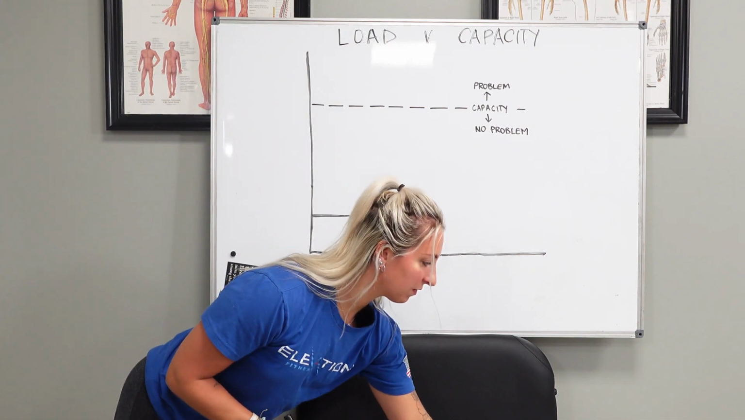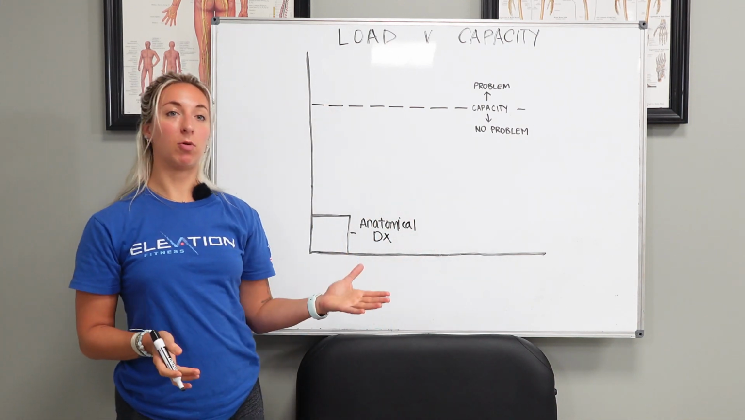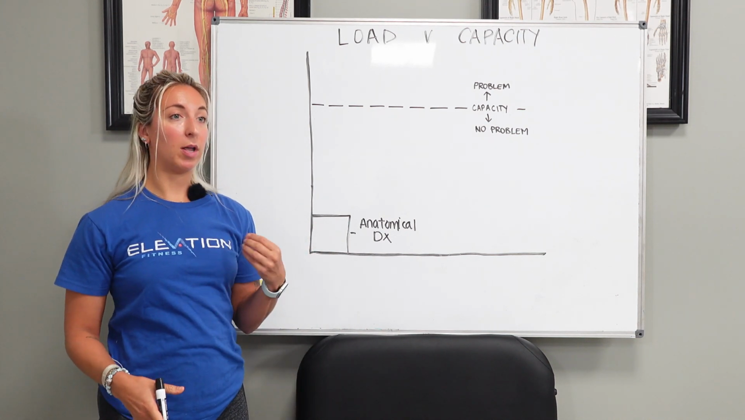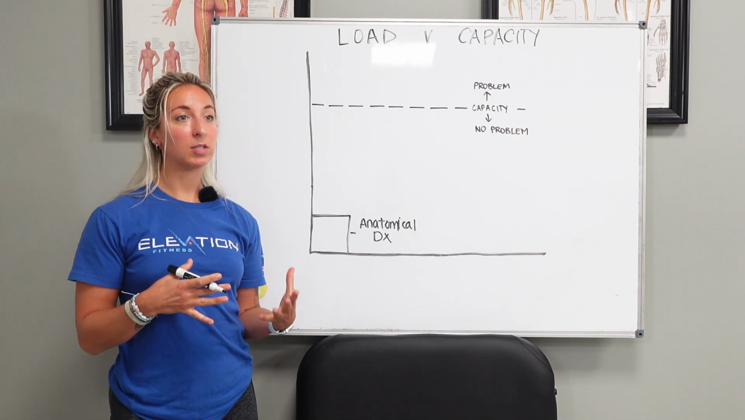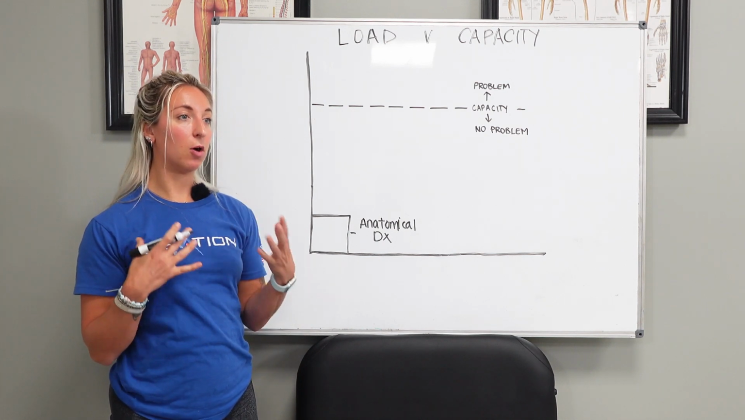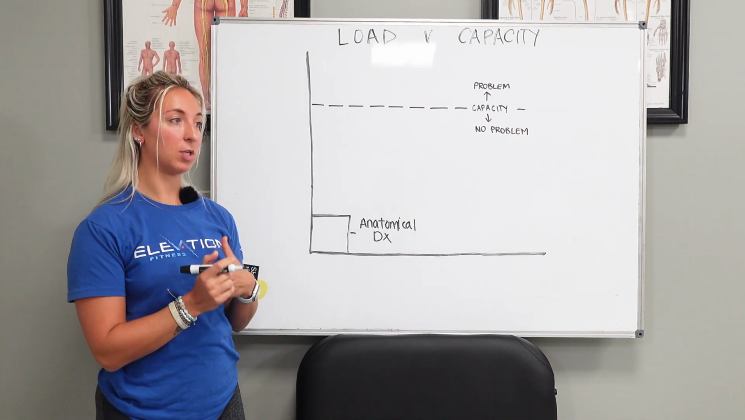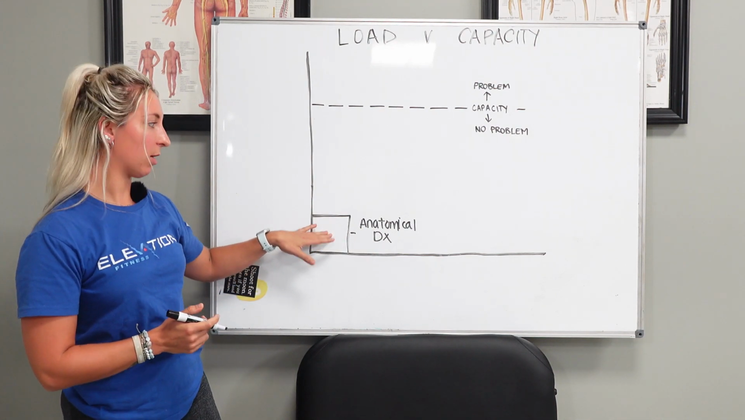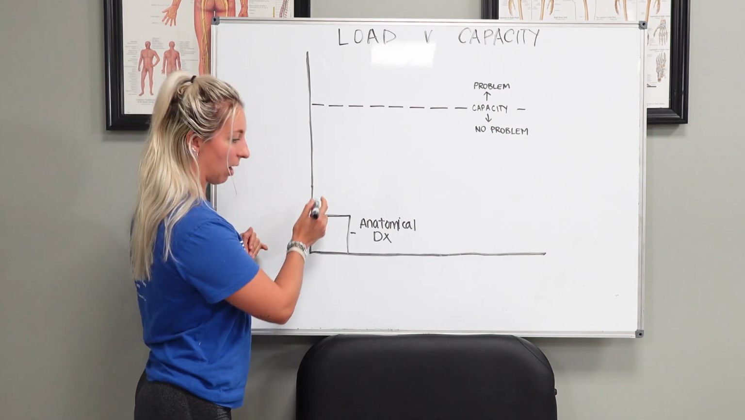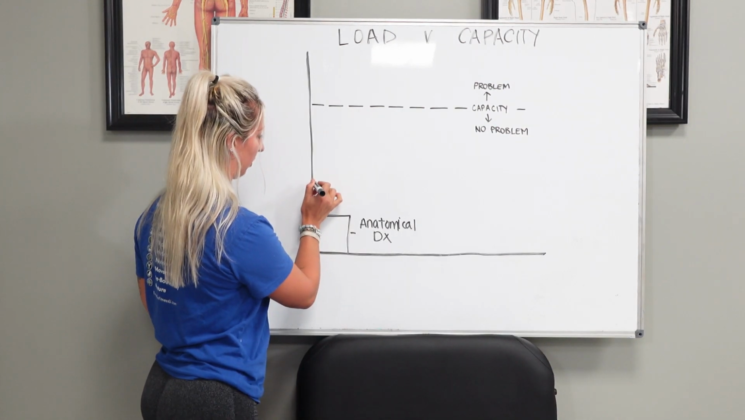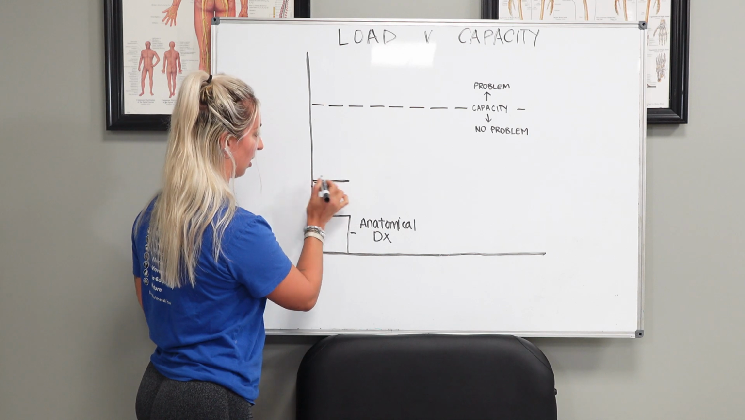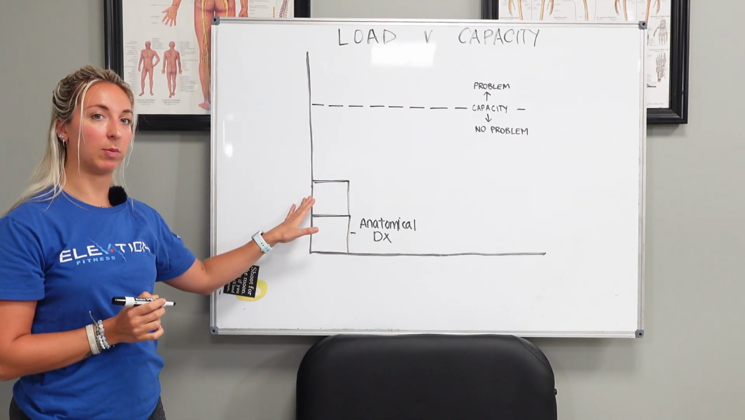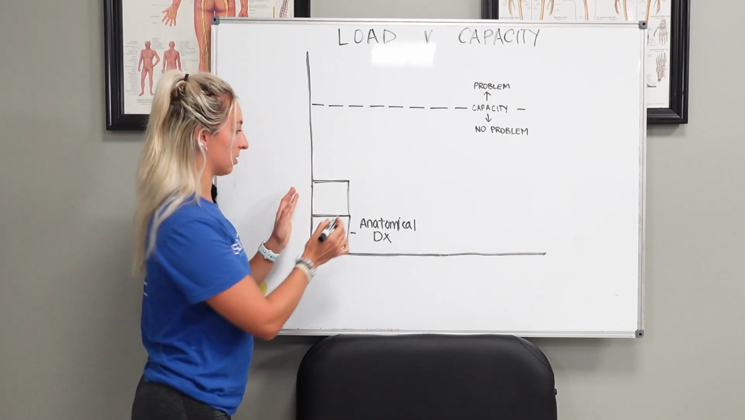Anatomical dysfunction could be how somebody was born, whether that's differences in your hip sockets, or if you have scoliosis, anything going on with your joints or your tendons or your muscles, anything anatomically. So anatomical dysfunction is the first box. The second box on top of that is the recovery box. I'll get to why this box is really important when working with your clients.